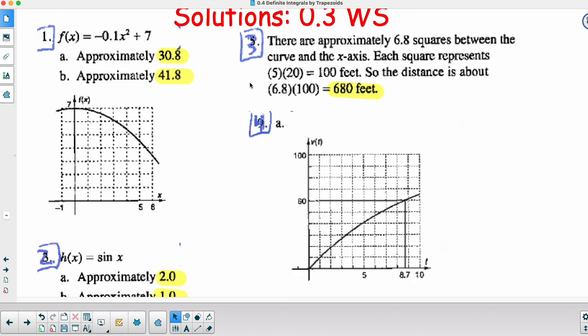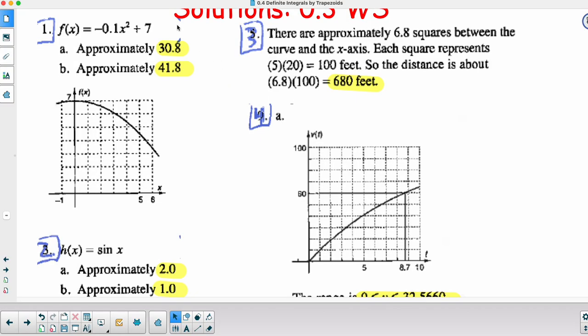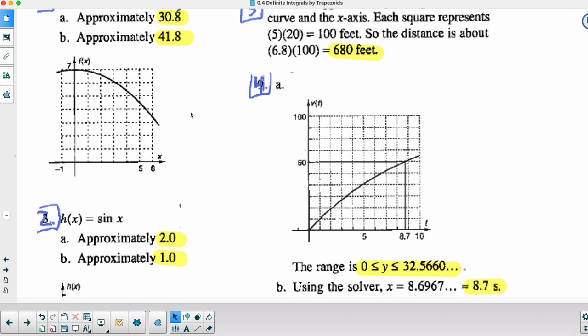But if you take a look here, sorry about the way I made this up and down here. On number 1, A and B, these are approximations. So are you getting close on part A to 30.8? It doesn't have to be exactly 30.8 because chances are you're going to count a little bit differently. And same way on B, 41.8. This is what someone at one time had said the answer should be. But again, you could have different answers there.